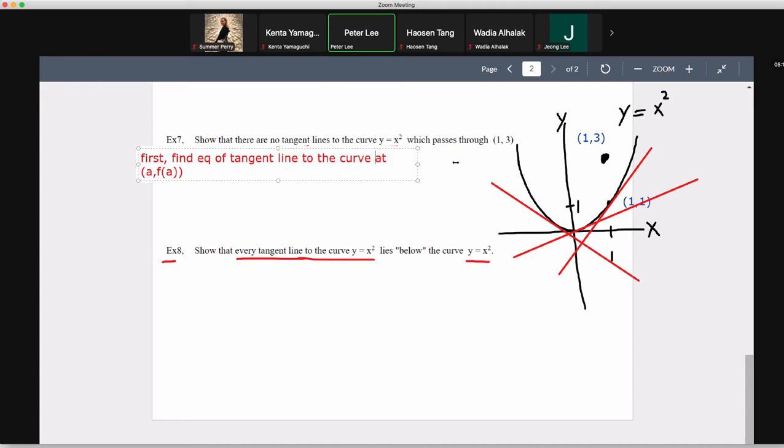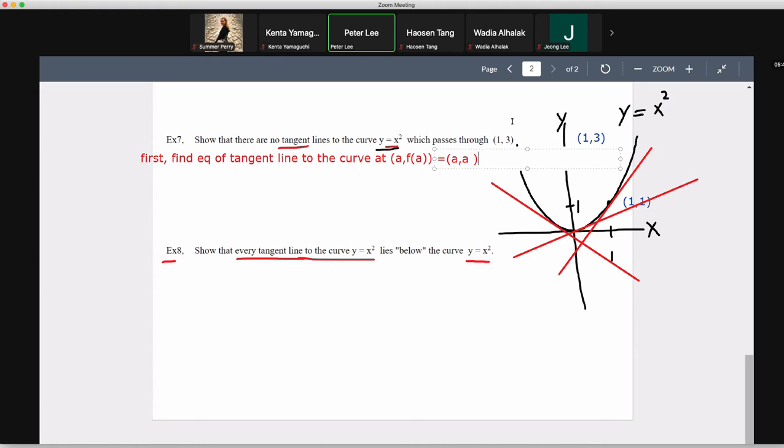So this is the starting point. This is the first thing you have to do, whether you use example 7 or example 8. The two questions are different, but the first part is the same. First, you have to get the equation. So now let's look at that. And this A comma f of A is A comma A squared. So let me write that down. That is equal to A comma and then A squared.